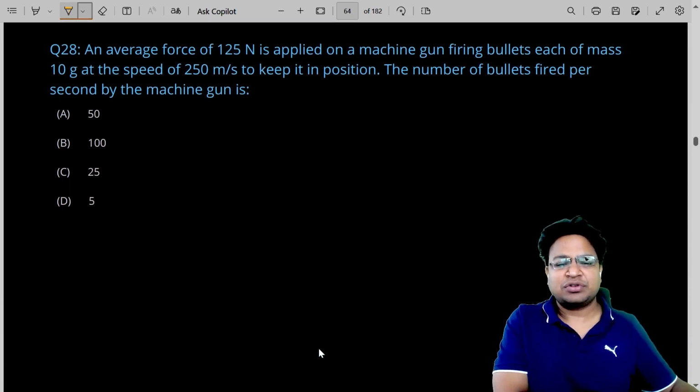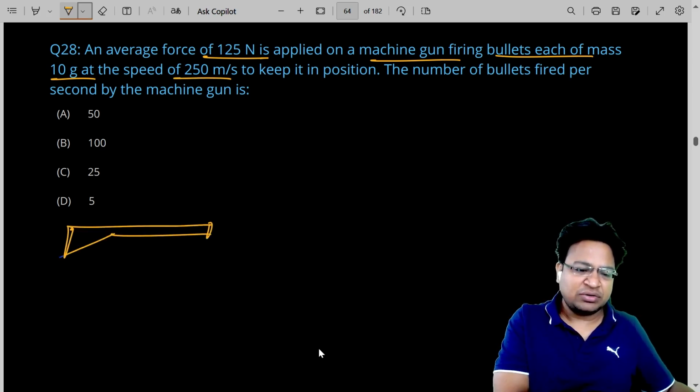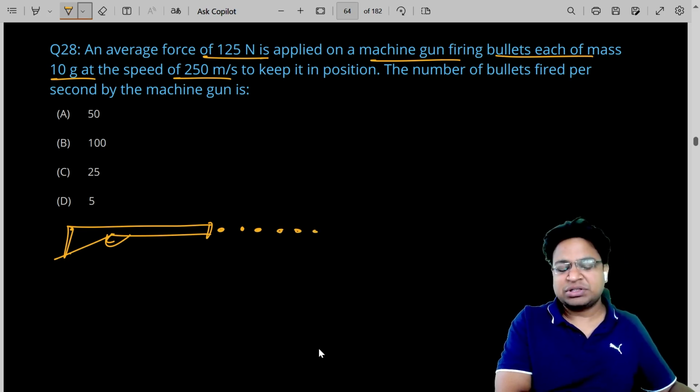It says an average force of 125 Newton is applied on a machine gun firing bullets each of mass 10 gram at the speed to keep it in position. Now, guys, we have a gun, let's say like this. This gun has been firing bullets, and we want to keep this gun in position.